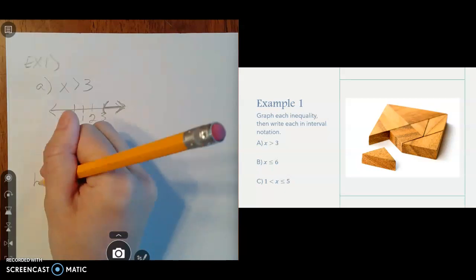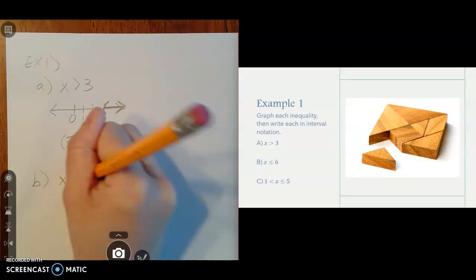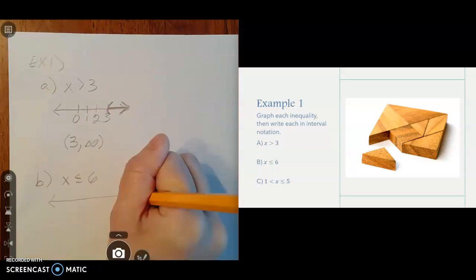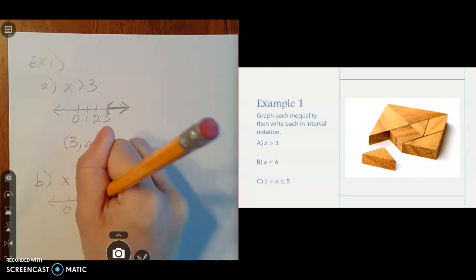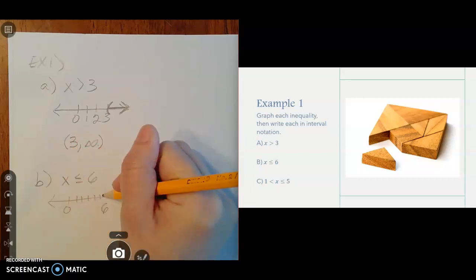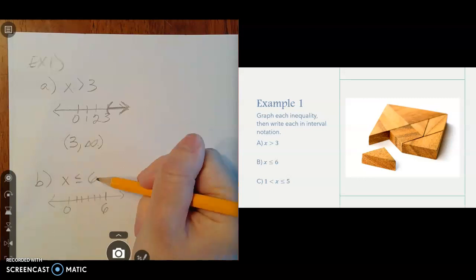Okay? Next one I have in part B is x is less than or equal to 6. So on my number line, I'm going to go ahead and count up to 6. 1, 2, 3, 4, 5, 6 is right here. The less than or equal to means I'm going to include that 6. I'll use a bracket.